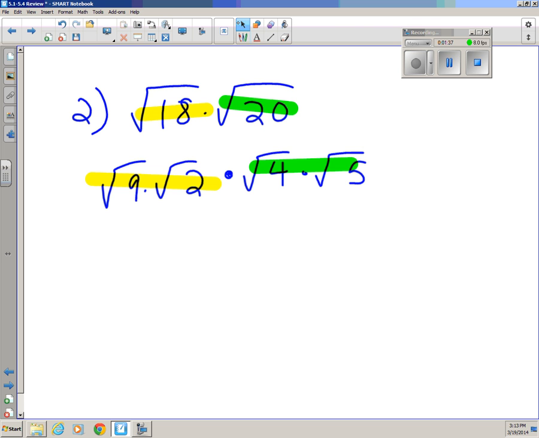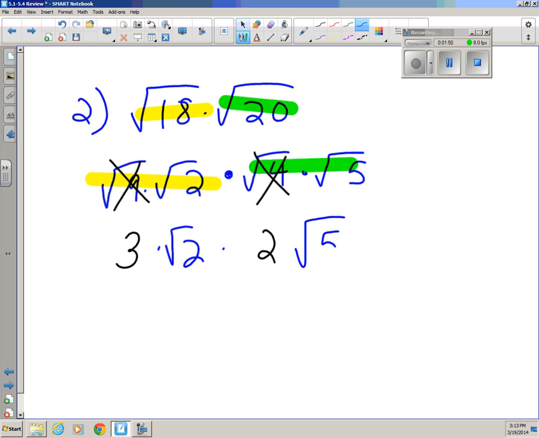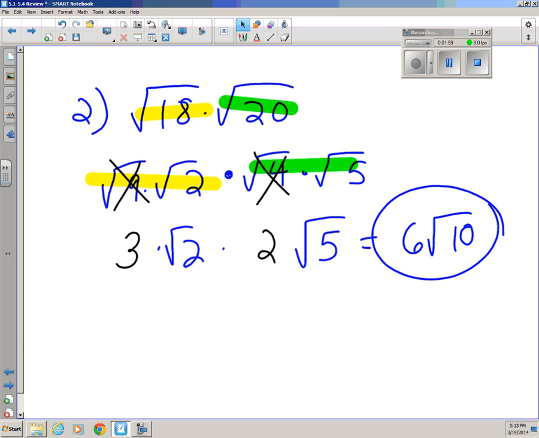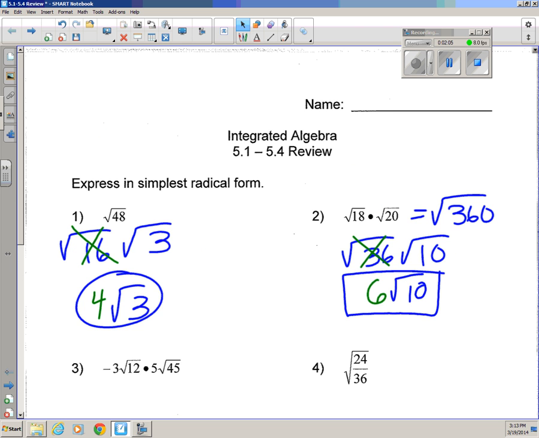So all you would do now is say, okay, well, the square root of 9, 3 drops out. The square root of 4, 2 drops out. I can't do anything with rad 2 or rad 5. But now if I multiply, my outside numbers give 6 and my under radicals give 10. Same answer that we got on the other page. Okay, your choice. Either way, number 2 comes out to be 6 root 10. I don't care how you do it, just get the right answer.